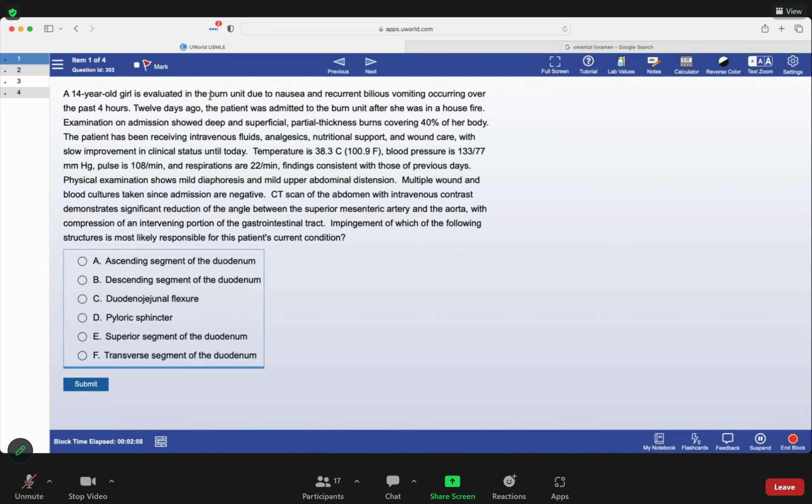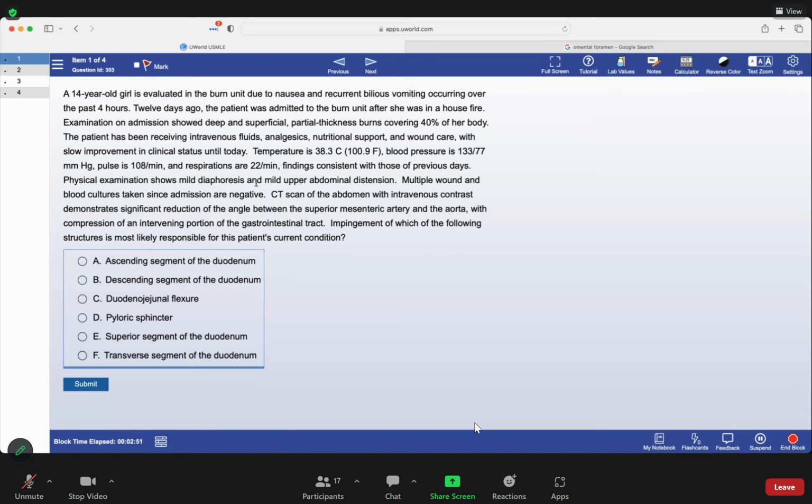A 14-year-old girl is evaluated in the burn unit due to nausea and recurrent bilious vomiting occurring over the past 4 hours. 12 days ago, the patient was admitted to the burn unit after she was in a house fire. Examination on admission showed deep and superficial partial thickness burns covering 40% of the body. That's a big one. And the patient has been receiving IV fluids, analgesics, nutritional support, and wound care with slow improvement. Temperature, she has fever. Remember we said 100.4 and above is fever, okay? She has fever because why? In burn patients, one of the most common complications is infection, okay? So that's that. Findings consistent with those previous days, okay?